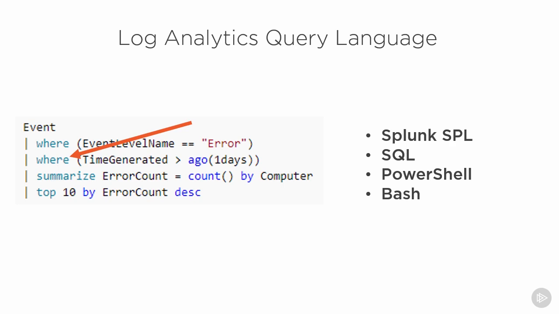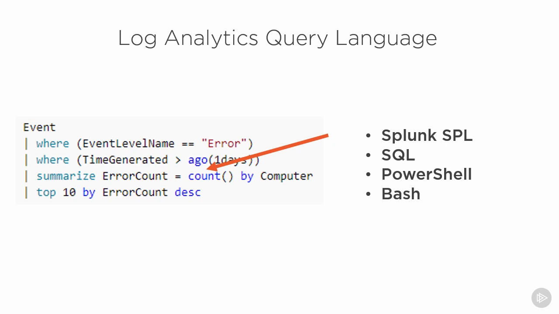Where is doing row level or horizontal filtering. And you can use various comparison operators. As you see here, you've got equal and greater than. You can do ands and ors and negations, all of that kind of stuff. And we're referencing in this example event level name and time generated. Those would be fields or virtual columns within the event table. And then we've got a bunch of built-in functions. We can summarize data. We can perform counts. We can look at top 10 in this case.